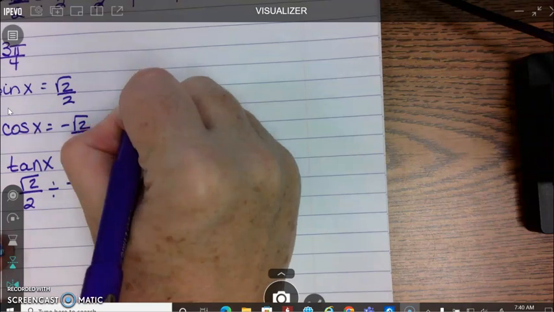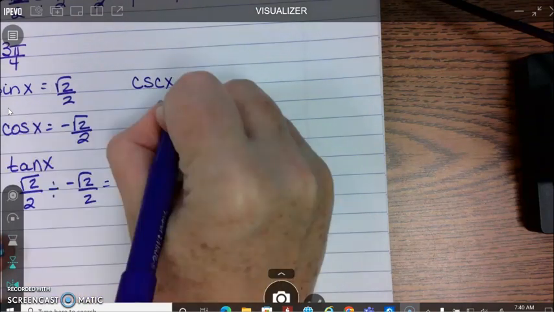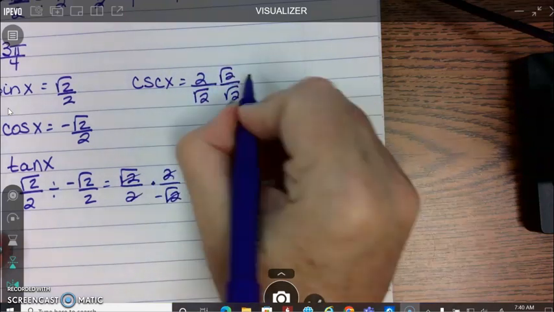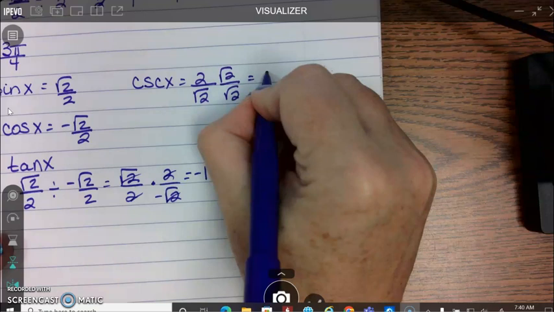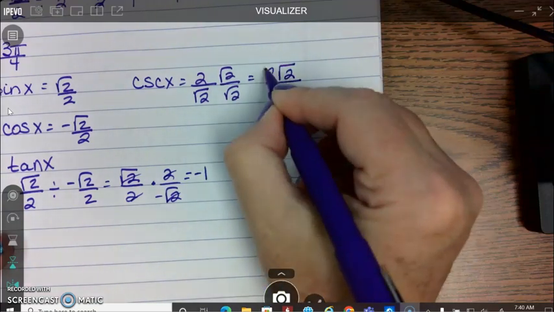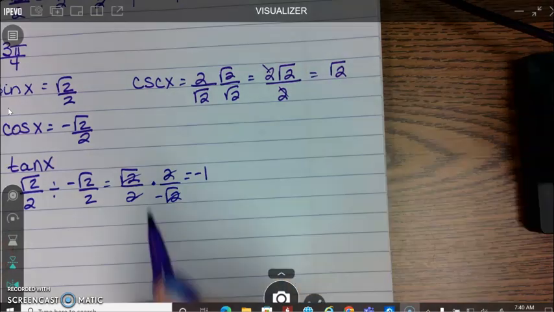So this would be cosecant for sine. We're going to flip that and rationalize it. So this will be 2 square root of 2 over 2. And notice we have the 2's here. They will cancel and we get a square root of 2.